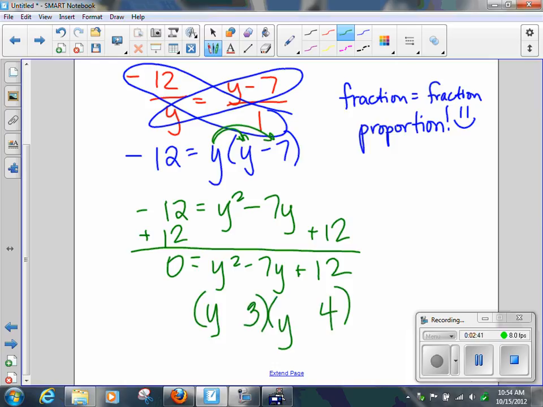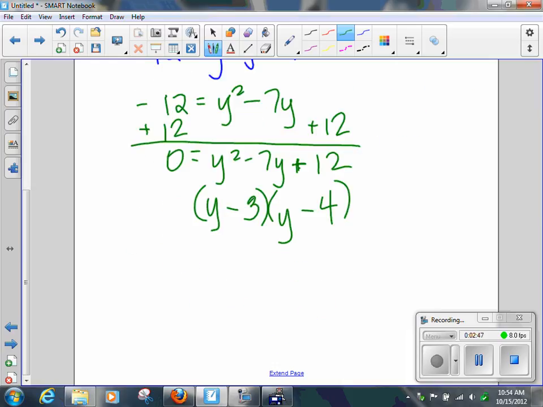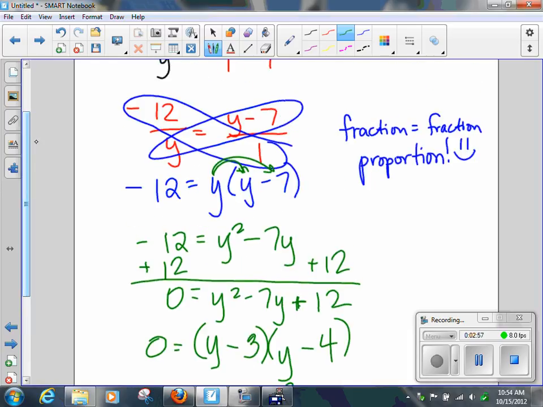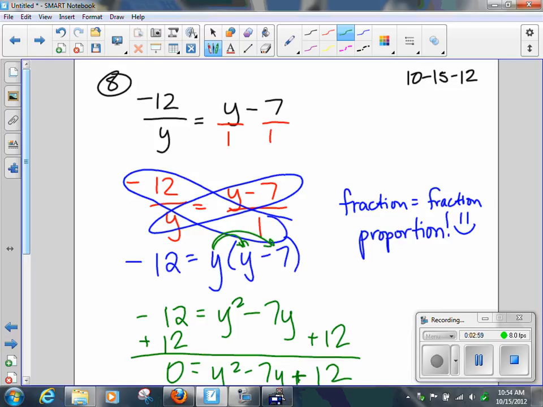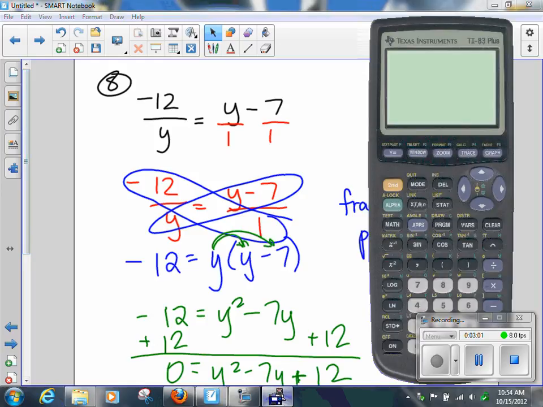Are my signs going to be the same or different? Same. They're both going to be minuses. So that means my solutions are 3 and 4, correct? Yeah? Now, don't we have to go back and check? We think our solutions are 3 and 4.